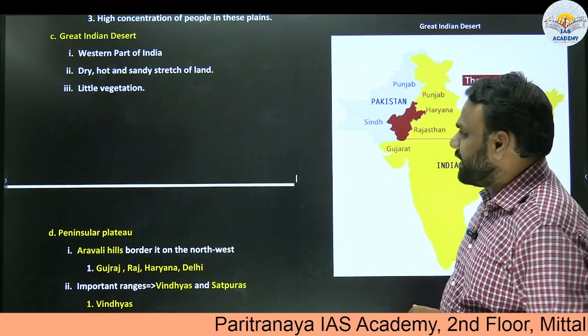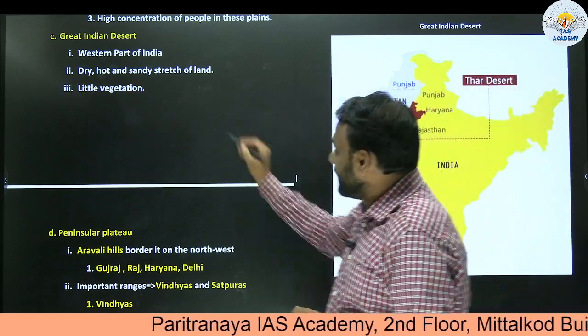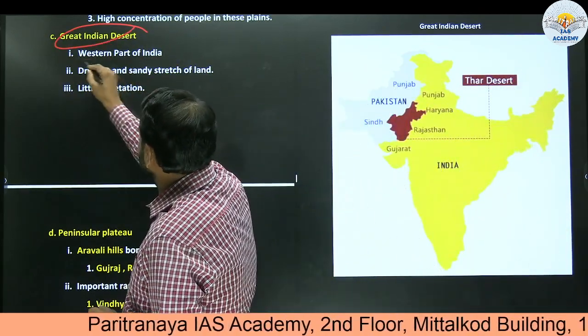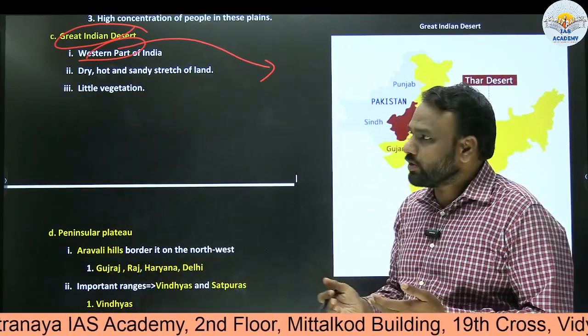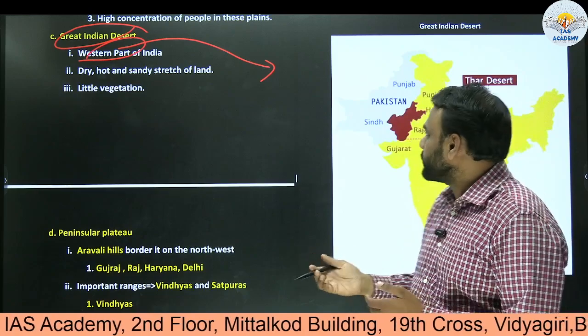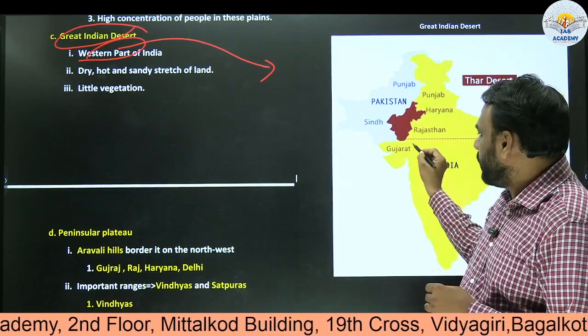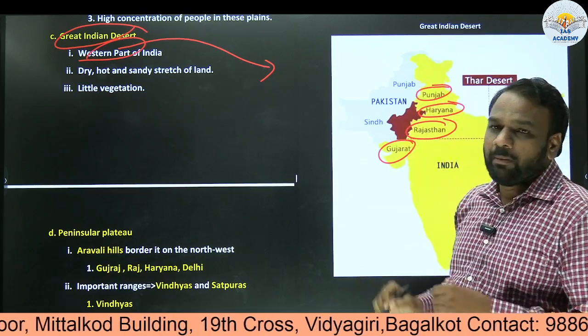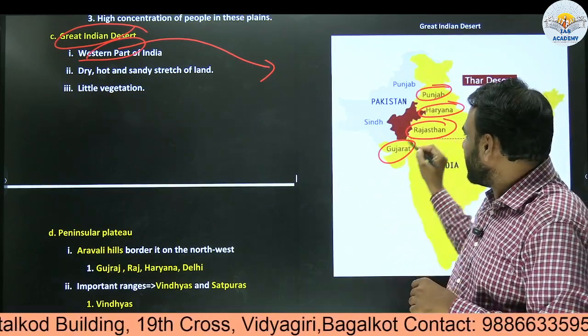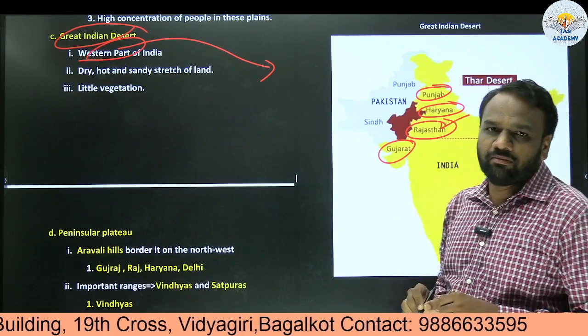Now this is our Great Indian Desert. We know that it is present in the western part of India. But exactly across which states in this western part has it spread? It has spread across 4 states of India: Gujarat, Rajasthan, Haryana and Punjab. But the major part of the Great Indian Desert lies in the state of Rajasthan.